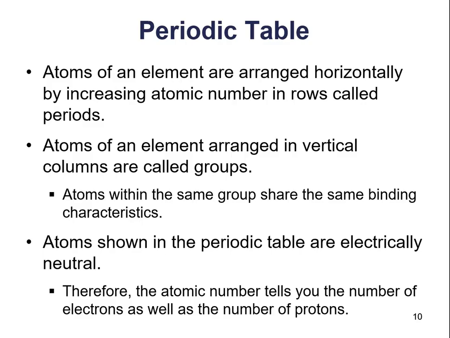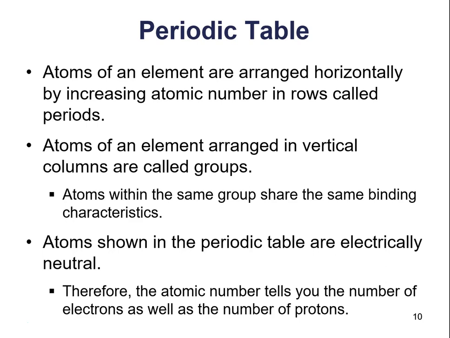Now, like I said, we'll talk a little bit about the periodic table, but not too much. It's arranged obviously in a certain way. So atoms of an element are arranged horizontally by increasing atomic number, okay, in rows. These rows are called periods.